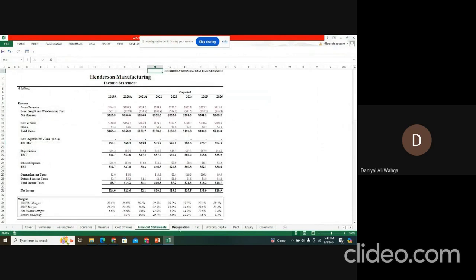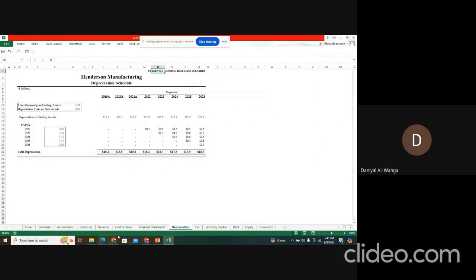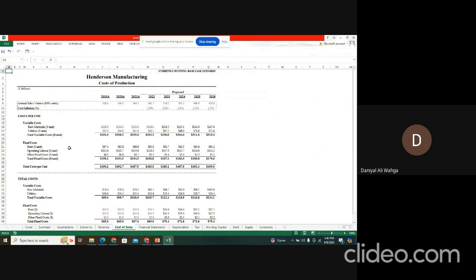I have my financial statements. Then depreciation, which I explained further. Here is my cost of sales. Now you look towards that. My cost includes variable costs, my raw material purchases. Then there are some utilities. This is included in my variable cost workings.